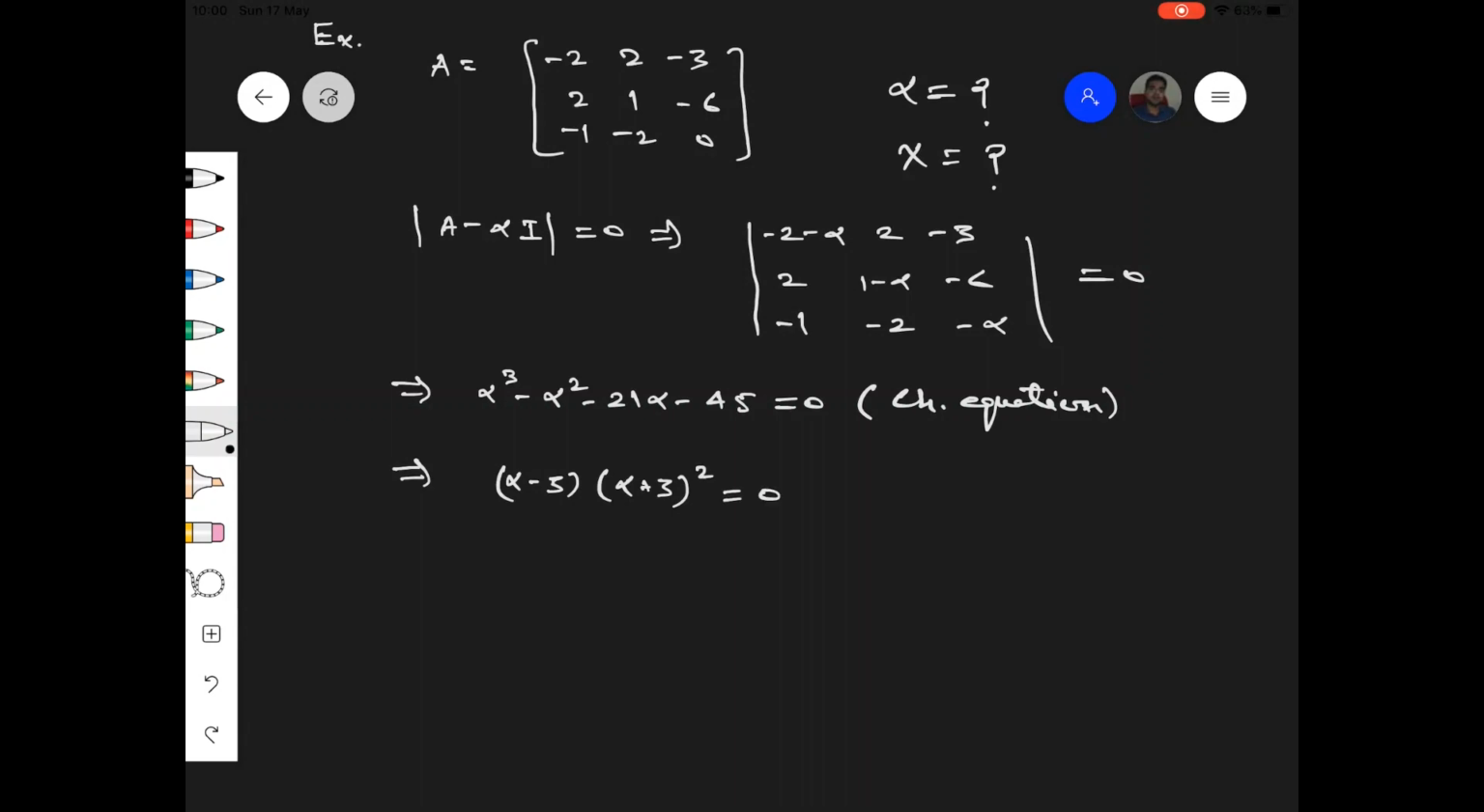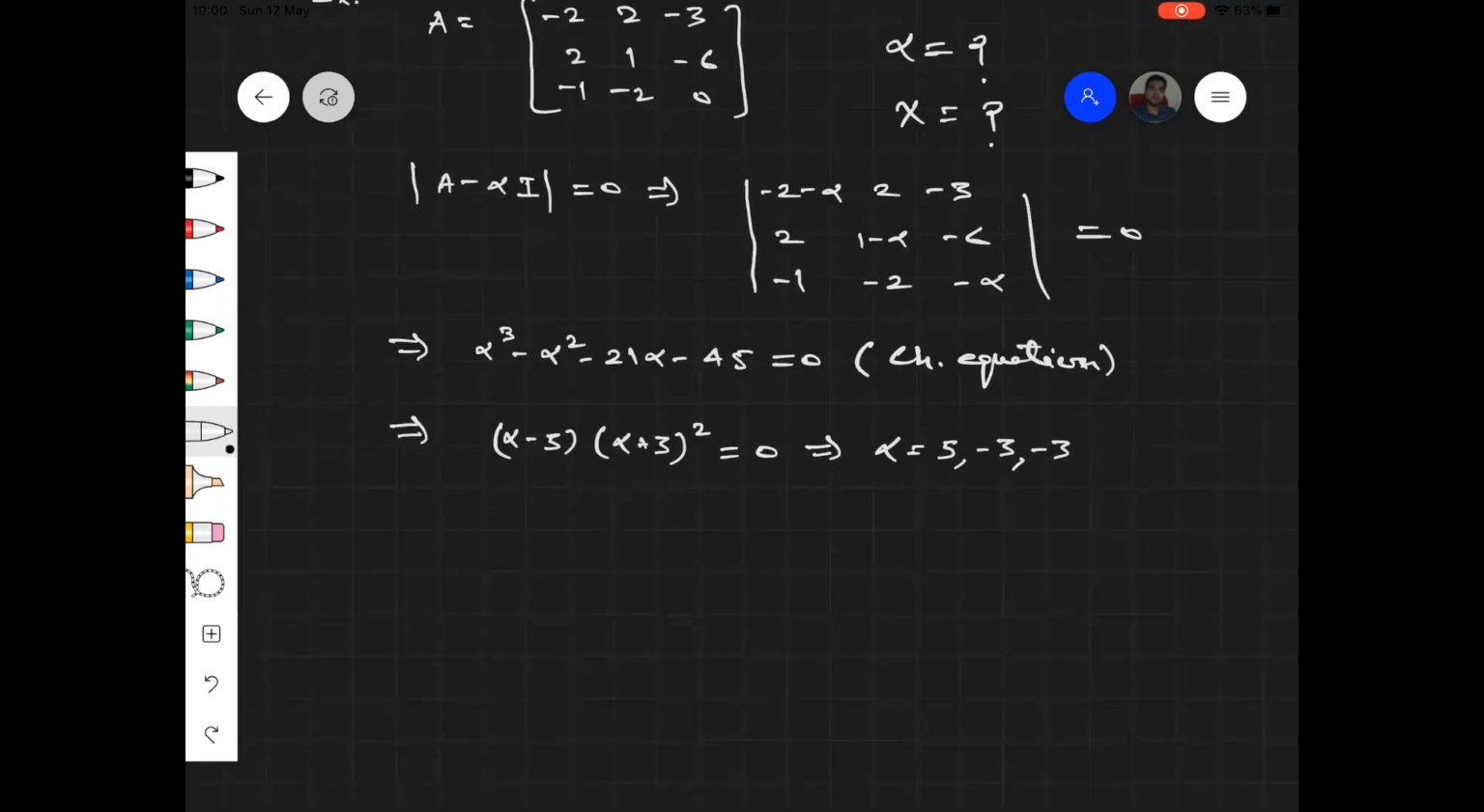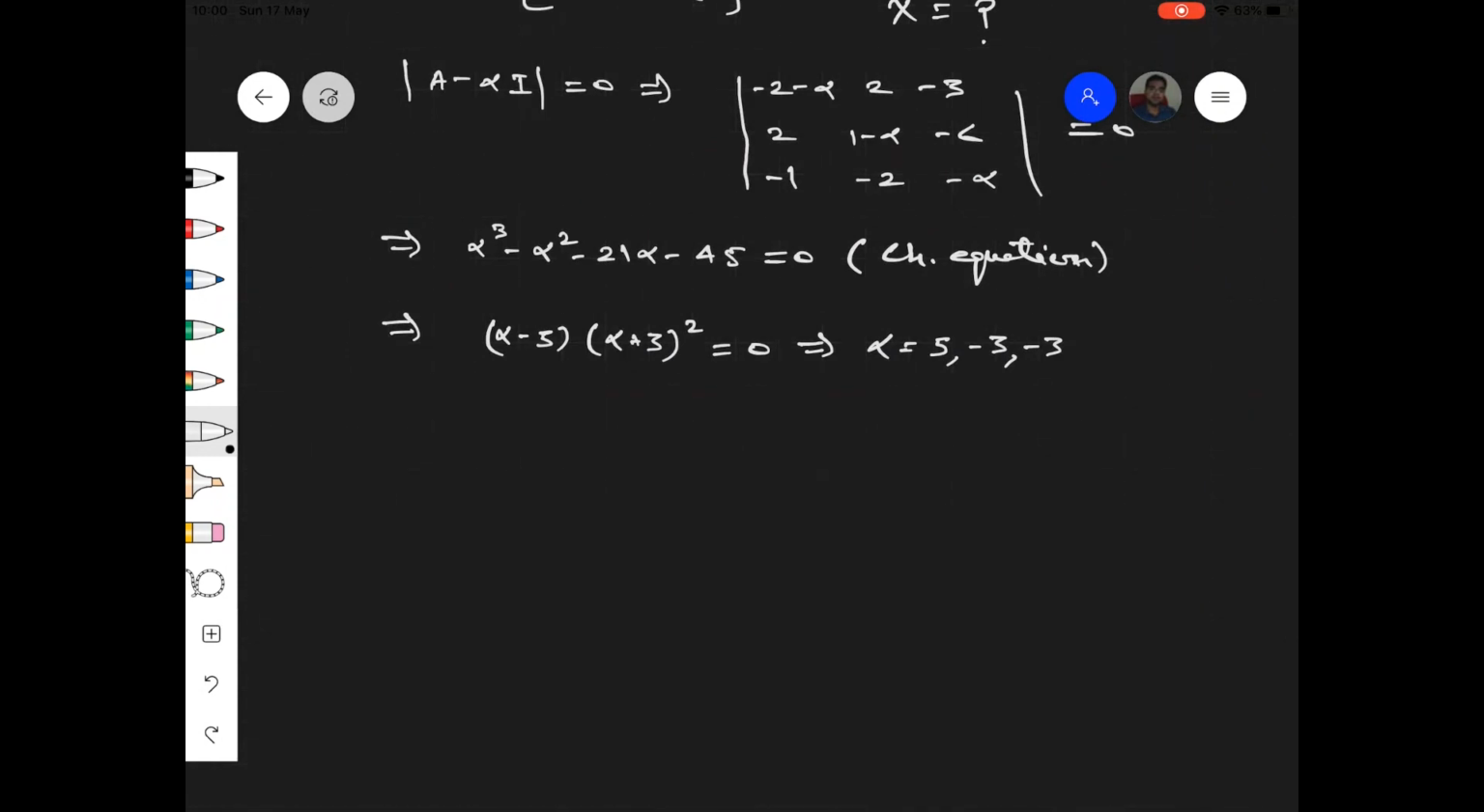So from here we are quite clear that the roots of this characteristic equation are alpha equals 5 and -3, 2 times. So these are the eigenvalues of this given matrix A, which are 5 and -3. Now let's determine the eigenvectors corresponding to each of them. So let's begin with alpha equals 5, and let us put this into our eigenvalue equation.